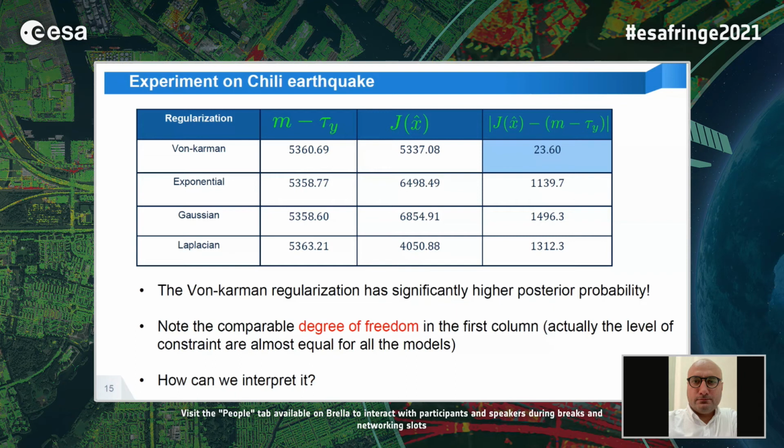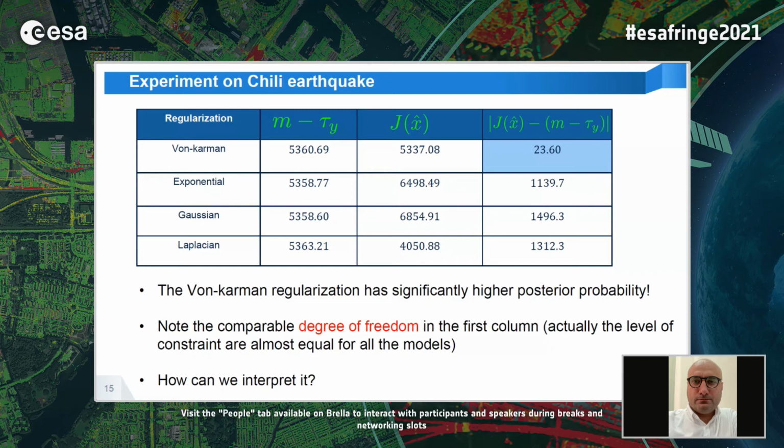Here, one important thing is the first column, the effective degree of freedom. If we look at the first column, we see all of them more or less are in the same order. It means the level of constraint that we put in the model between these 4 are more or less the same. If they are not the same, then I would doubt this method, because the method that puts more constraint on the data may get a higher posteriori probability. So then it's not a fair comparison to say this is better.